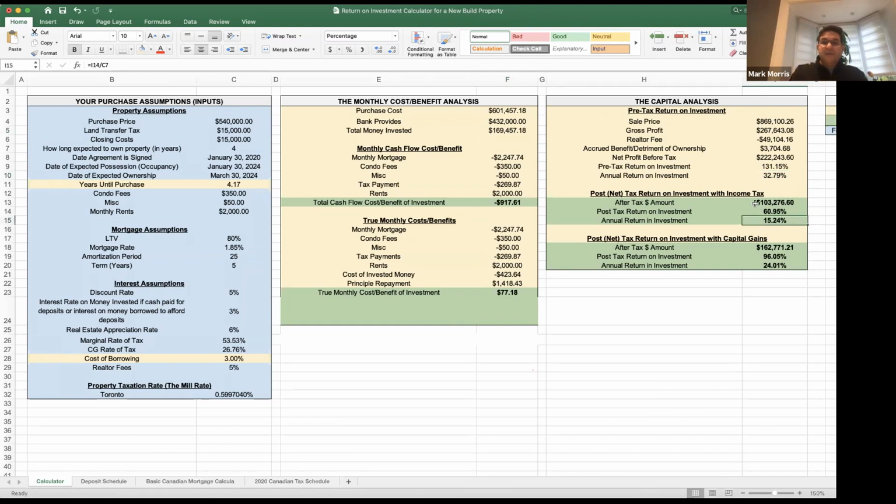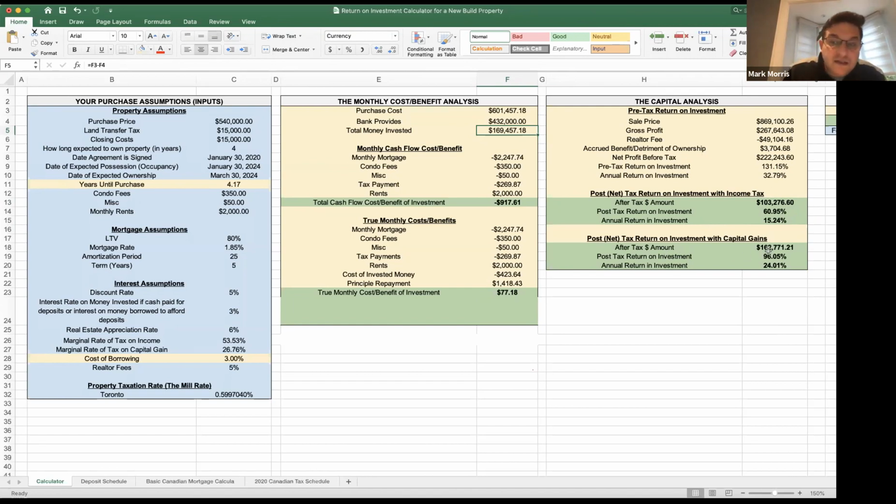How do I get that? Well, I basically take my net profit and multiply it by the marginal rate of tax on income. And then the marginal rate of tax on capital gain. Sorry, I'm just making it clearer. So this one here is simply taking the 220, multiplying it by the marginal rate on income, and that's giving me how much I have at the end of the day. And so what's happened is I've invested 169,000, and after 4 years, I'm getting back 103,000, which gives me a post-tax return on investment of 60% over 4 years, or 15% per year.